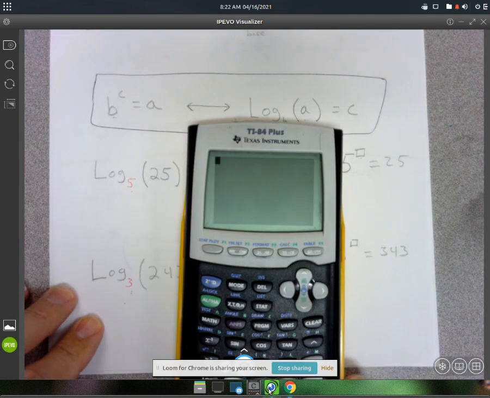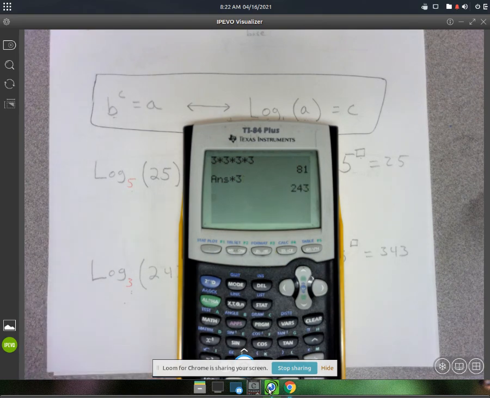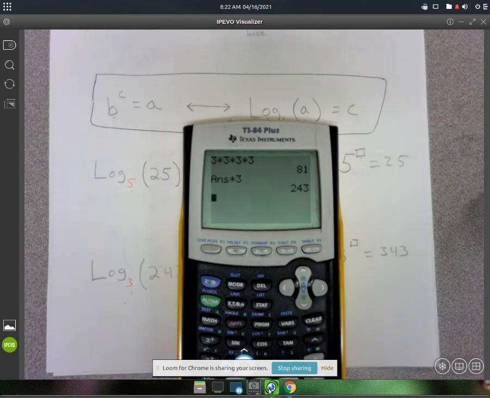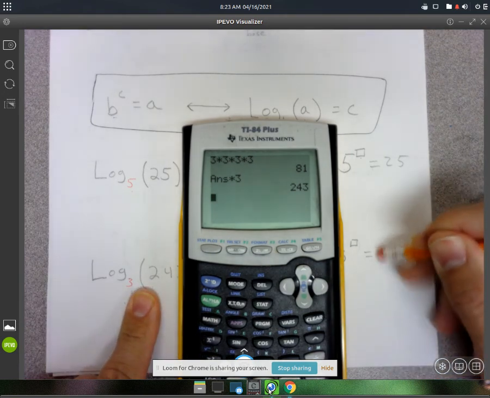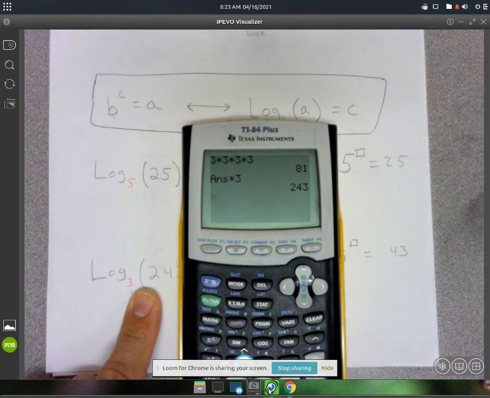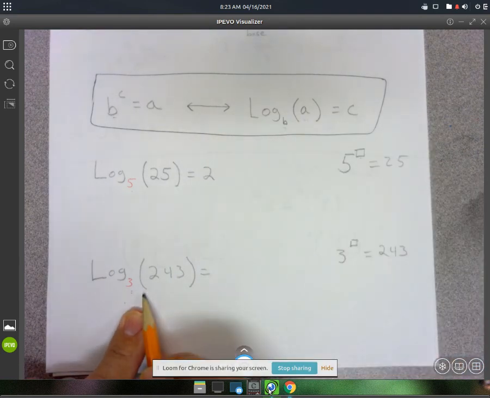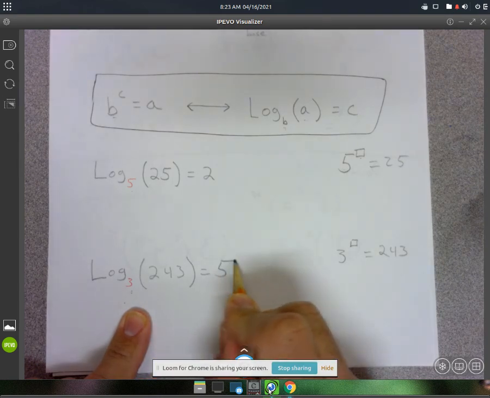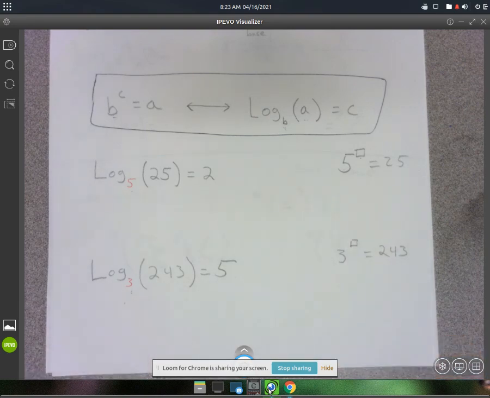All right, so I'm going to do 3 times 3 times 3 times 3. That gives me 81 if I do it 4 times. If I do it 5 times, one extra, I get 243. Oh, wait, this was 343, wasn't it? Oh, my bad. I just wrote down the wrong number. There we go, it's 243. So log base 3 of 243 is equal to 5, and that's because 3 to the 5th power is equal to 243.